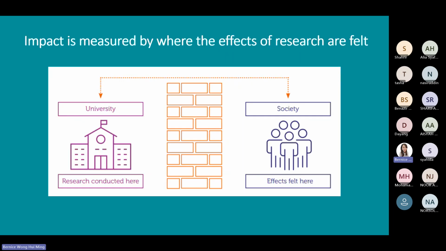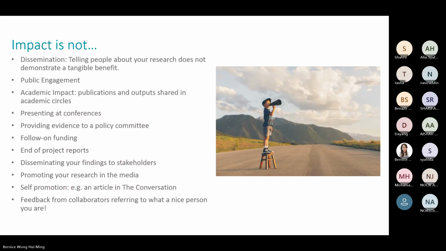So impact is measured by where the effects of research are found. So research is conducted in universities. So after that, you will see the impact felt in the society, and how we can make a positive change. So impact is not dissemination, public engagement, academic impact, or presenting at conference. So these are some examples that are not related to impact.